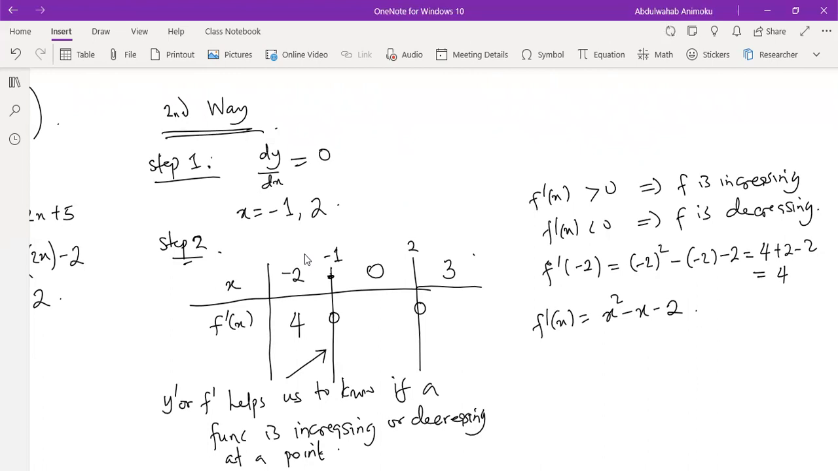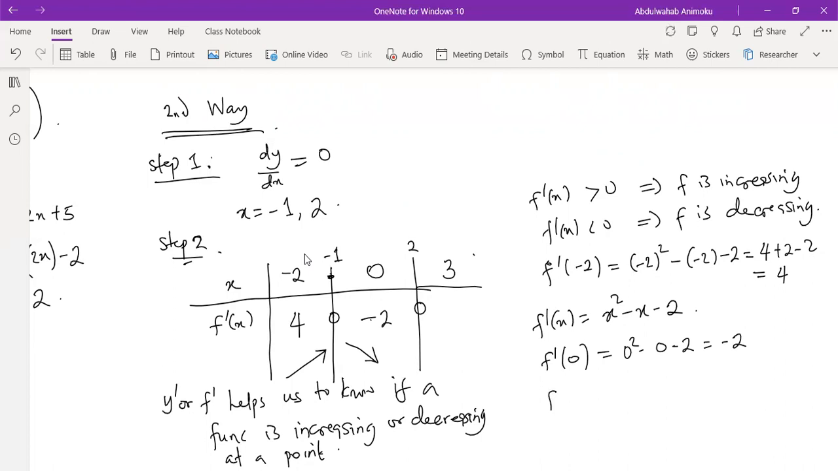Now notice that this is not peculiar to only -2. If I had chosen -5 or -7, the same thing would still be true. So you can just check it out. Now let's check f prime at 0, which is the next one. F prime at 0 will be 0 squared minus 0 minus 2. So that is -2. It is negative, so it means the function will be decreasing on this interval between -1 and 2.